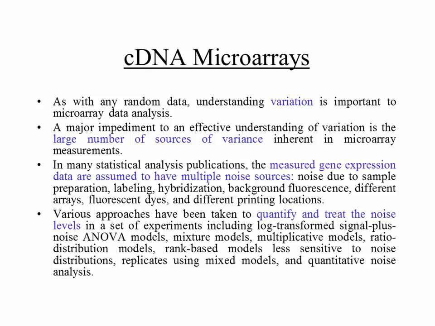Then there are what are called mixture models, where you assume that the data you're getting is a mixture of maybe two Gaussian distributions, things like that. Then multiplicative models, ratio distribution models, rank-based models less sensitive to noise distributions, replicates using mixed models, and quantitative noise analysis. So there's a whole bunch of stuff, and on each one of them you'll probably have several papers, because this used to be a hot topic about 10 or 15 years ago, the statistical analysis of microarray data. Towards the end of this lecture, I'll mention that these days we have other techniques. Microarrays can still be used, but there are other ways of trying to quantify gene expression.